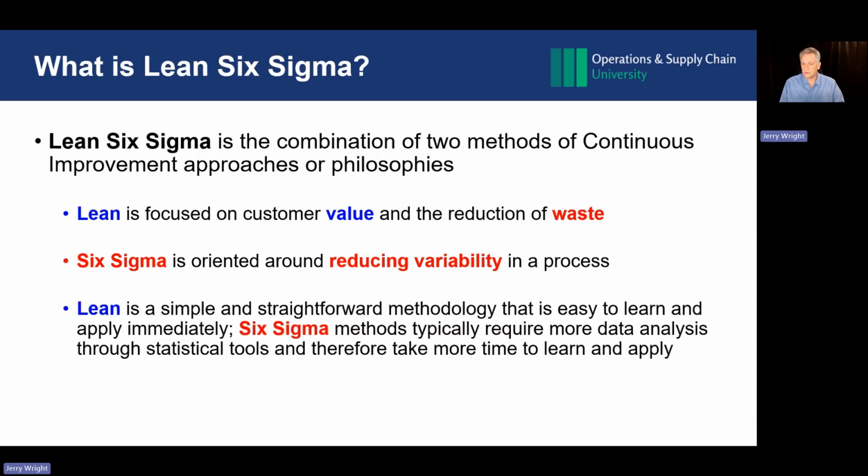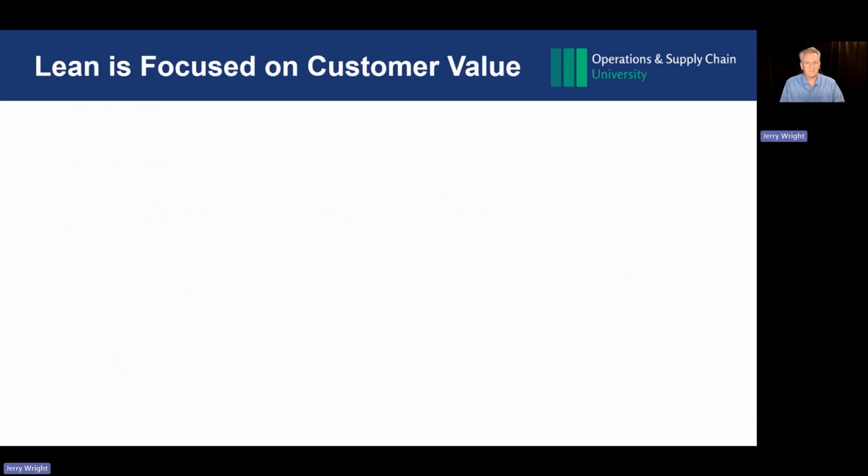Six Sigma is oriented around reducing variability in a process. Lean is a simple and straightforward methodology that is easy to learn and apply immediately. Six Sigma methods typically require more data analysis through statistical tools and therefore take more time to learn and apply, but also have more capabilities than just Lean by itself. Let's explore each methodology in more detail.